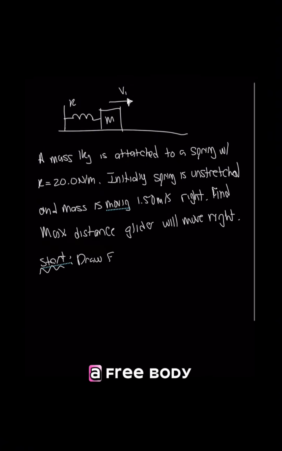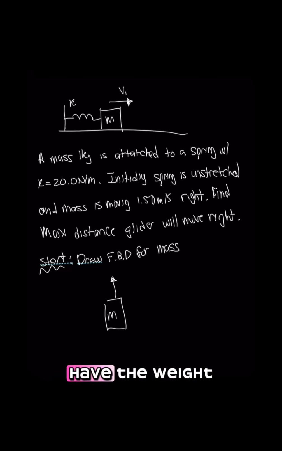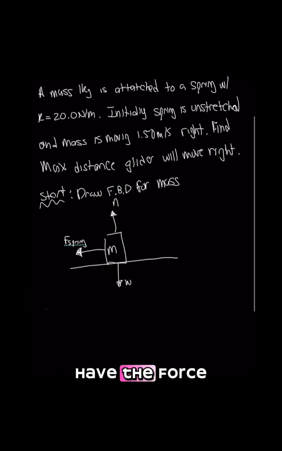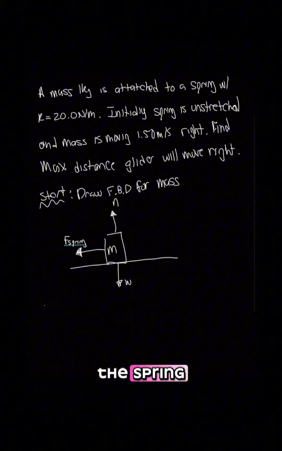We can start off by drawing a free body diagram for the mass. We have our mass here. We're going to have the weight force, the normal force, and the force due to the mass being connected to the spring, pulling it to the left.